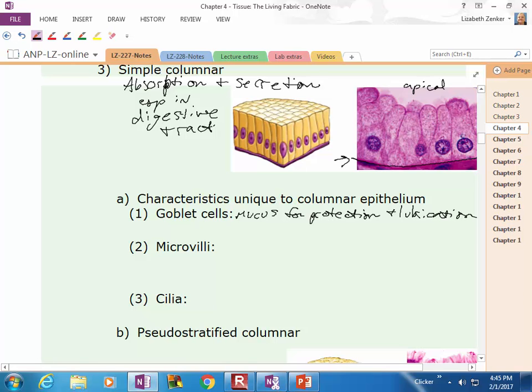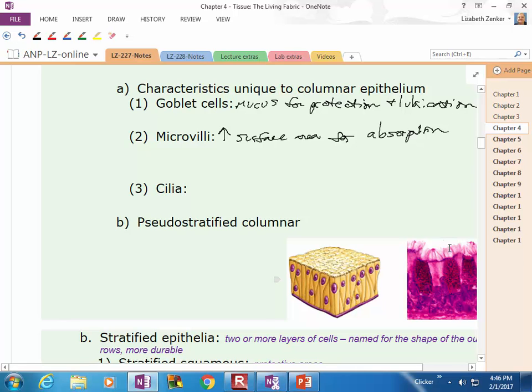What was the job of microvilli before? Increased surface area for increased absorption. Oftentimes found in the small intestine, which makes sense, right? We're doing a lot of absorption of nutrients there. And cilia are formed by microtubules, remember? So microtubules form cilia.